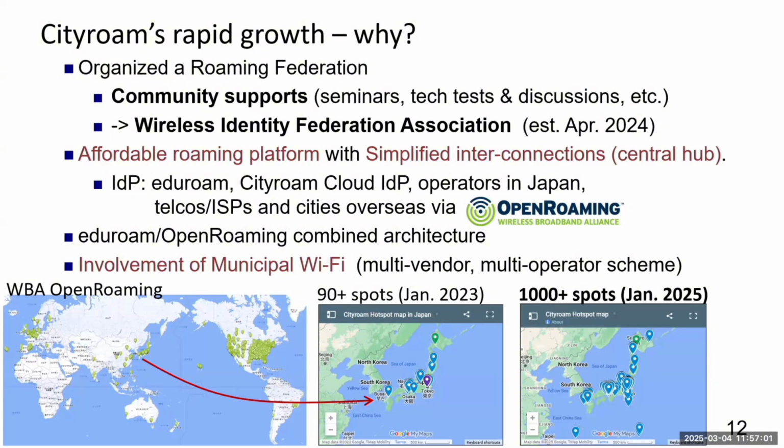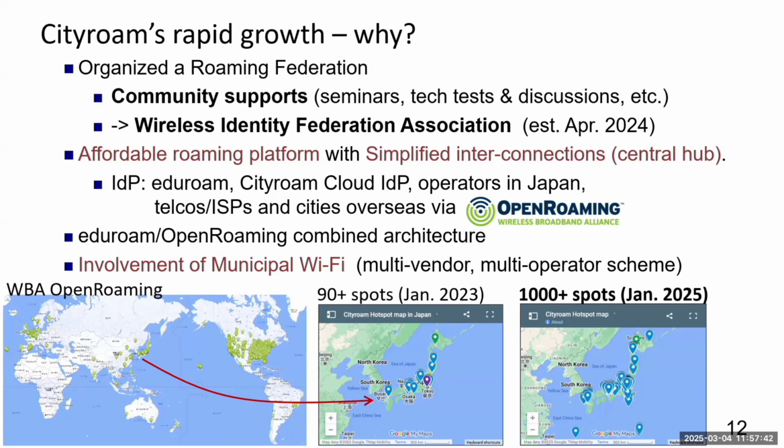And we established a Wireless Identity Federation Association last year, and now more than 10 commercial operators are participating in this association. And we provide an affordable roaming platform with simplified interconnections. So we just put a central hub, and many operators are connected to the hub. There's no complexity like the genuine OpenRoaming system. And we provide an Eduroam and OpenRoaming combined architecture, and this is quite useful, as I'm going to talk about later.